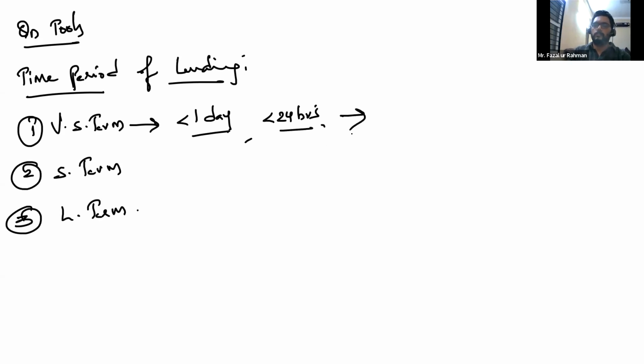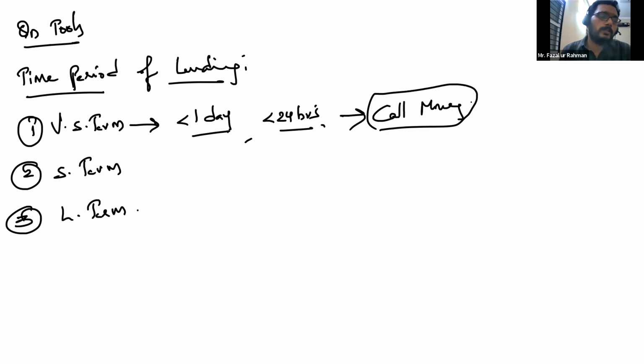This very short term is related to call money. Very short term is called call money. Now, what is call money? Call money is the money where the transactions are happening between two banks, from bank one to bank two, and it is called the interbank lending rate system. That is the interbank system where your lending and borrowing activities are taking place.